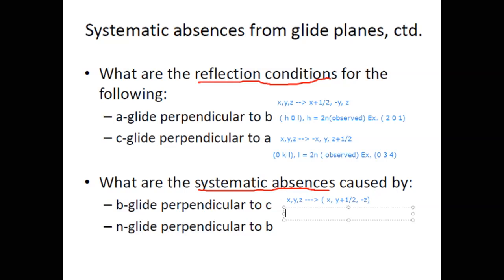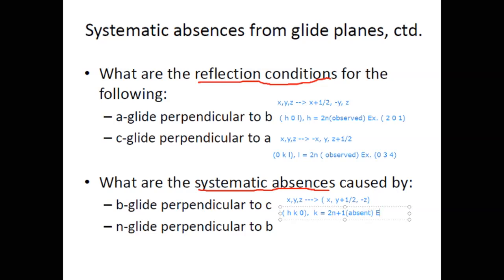So now we want to see what indices we have to look at. Well, we have to include the H index because X doesn't become negative. We have to include the K index because Y didn't become negative. And for the L index, since Z became negative, we just put a 0. So we're looking at the HK0 reflections. And since Y was the direction we translated along, it's the K index that has to meet the criteria of being odd. And so if the odd K's are absent, then we have a B-glide perpendicular to C.